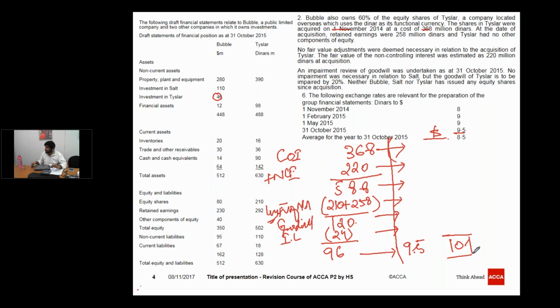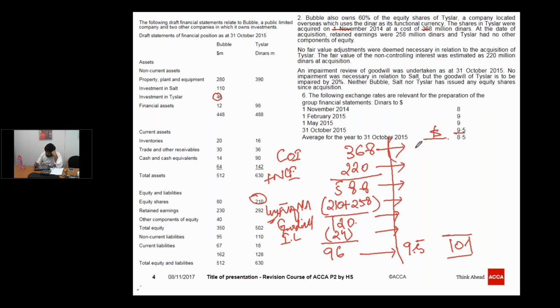Where did you get the share capital? Share capital is here. We have taken the share capital of the subsidiary company. If the fair value of net assets is not given, we can calculate the fair value of net assets by adding the share capital, retained earnings, OCE and revaluation reserve at the date of acquisition.